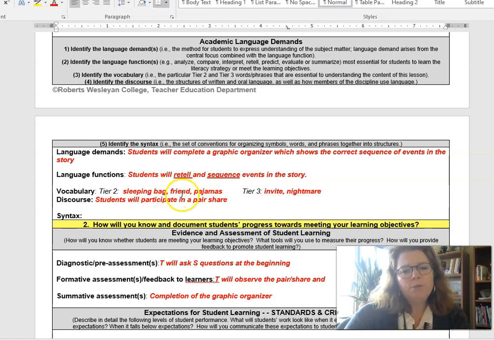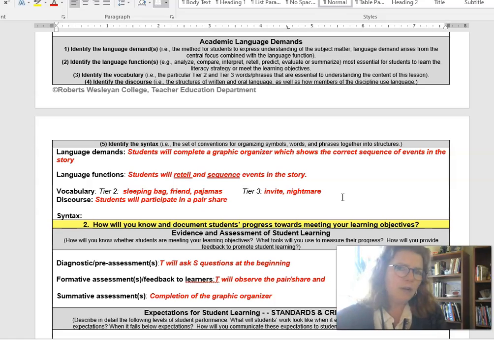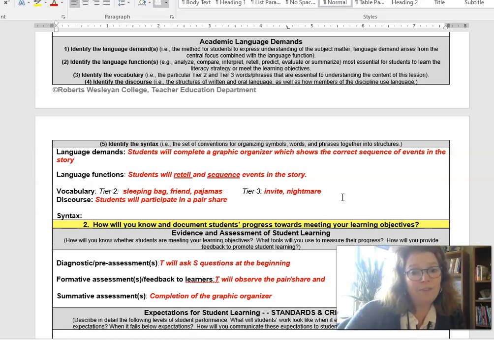Vocabulary tier 2, 3 or 4. Tier 2, I have sleeping bag, friend, pajamas. Tier 3, sometimes these are hard. You might not be right on target. Sometimes they're subjective. Here I have invite and nightmare. You don't need a lot. Sometimes it's just one tier 3. You need something for tier 3. So you can see I kind of have a stretch here, but that's okay.